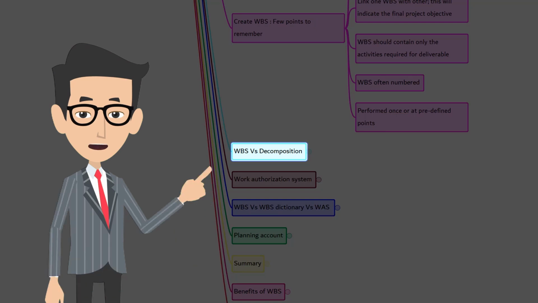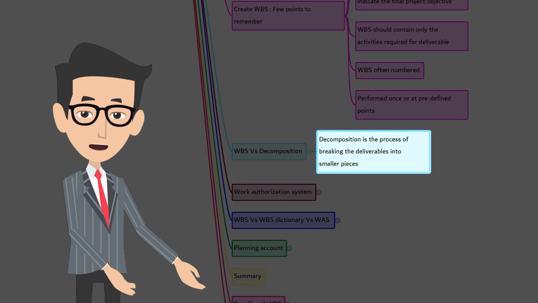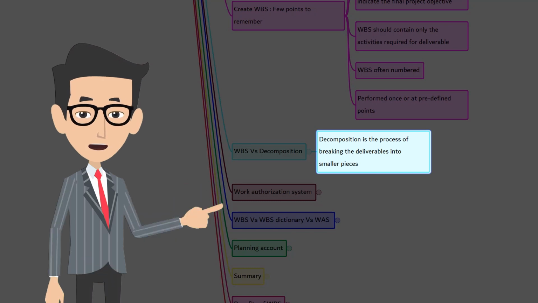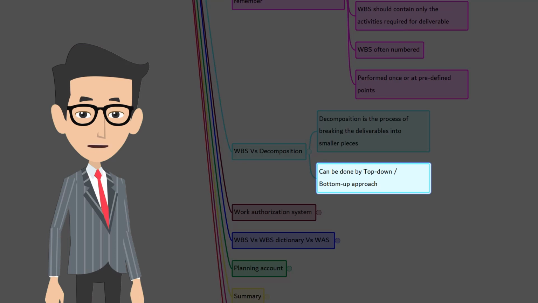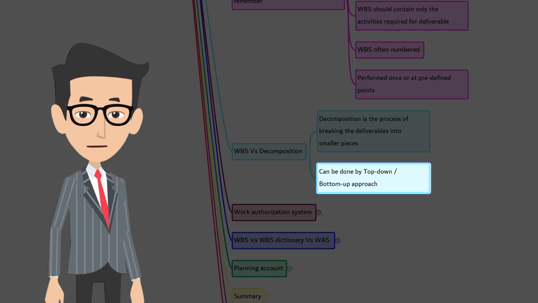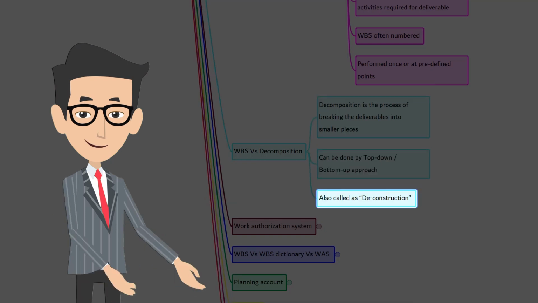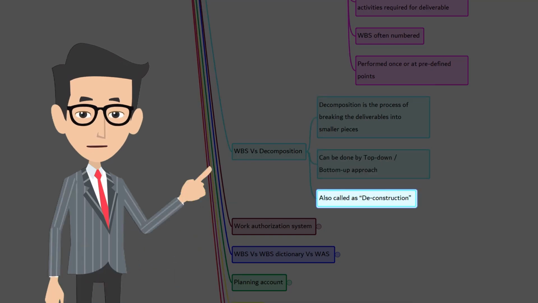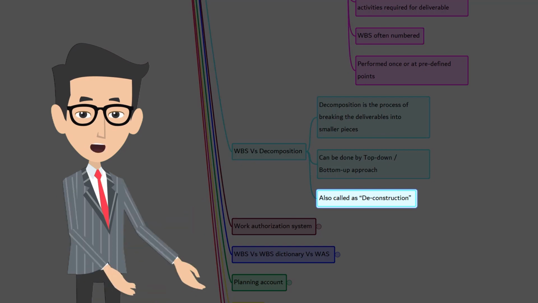Many people confuse the terms WBS and decomposition. Let's clarify it. Decomposition is the process of breaking down the deliverables into smaller pieces. Decomposition can be done by the top-down approach, meaning starting from the top, that is, the high level of the project, or bottom-up approach, starting at the work package level, or a combination of both. The approach totally depends on the project. In all approaches, the objective is to deliver the final project with all the deliverables. Please do note that some people say deconstruction instead of decomposition, both terms meaning the same thing.